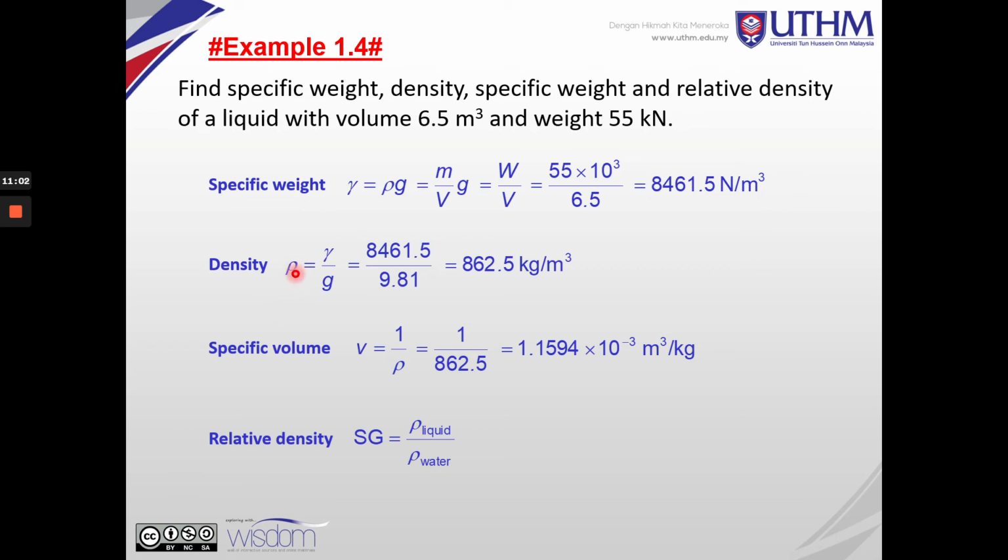So density, you get the density is equal to specific weight over G. So from the specific weight and the G here, you get the value here. And the specific volume, V over m, or 1/rho here, so we get 1.1564 times 10 power of -3 meter cube per kg. And relative density SG is for the liquid, so we get this part. This is familiar for your test, like this one. So you must find the specific weight, density, specific volume and relative density of a liquid with the volume and the weight given here.